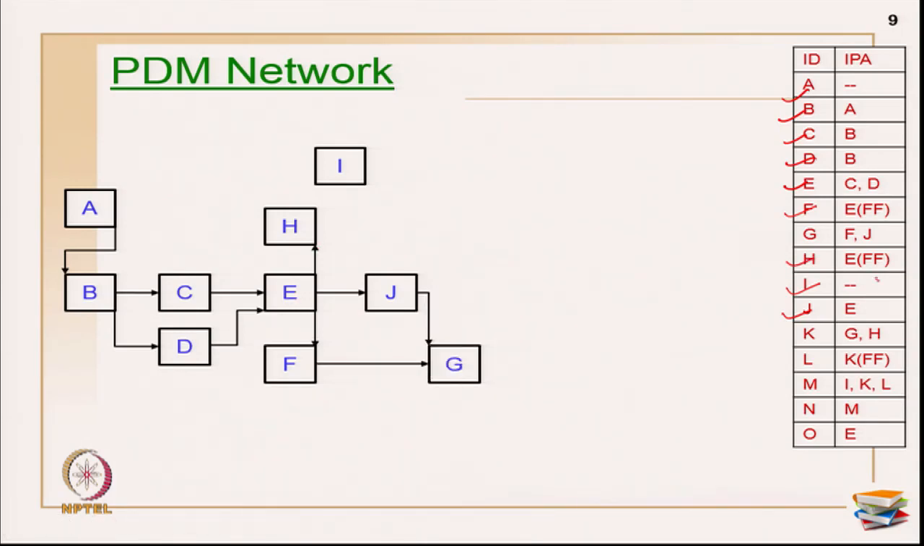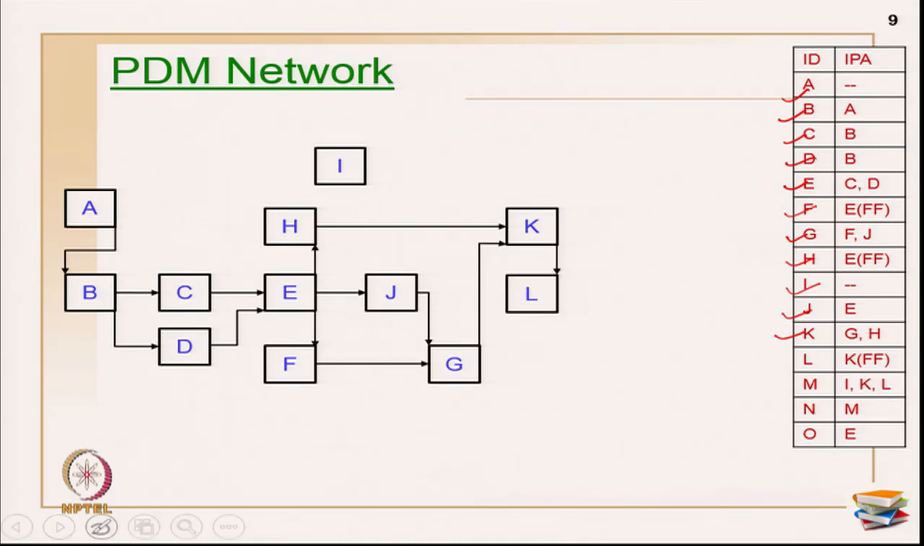So, this is also done. Then now I am going to do activity G, because I got the predecessors right now. So, it is F and J that are my predecessors for activity G. So, I have drawn this here. The next I have activity K. So, it is primarily activity H and G.